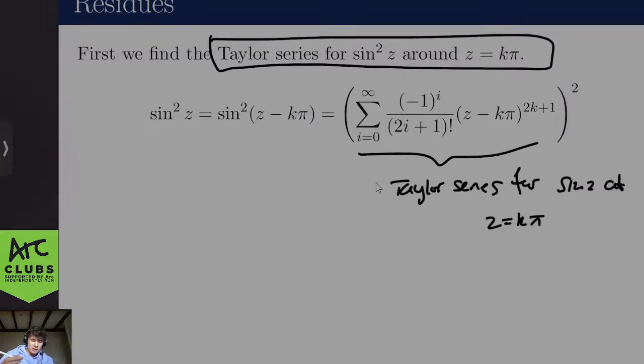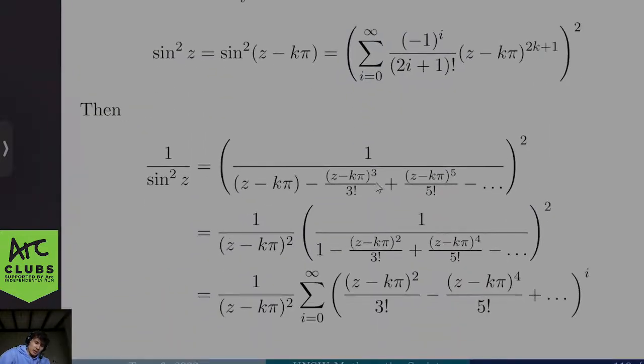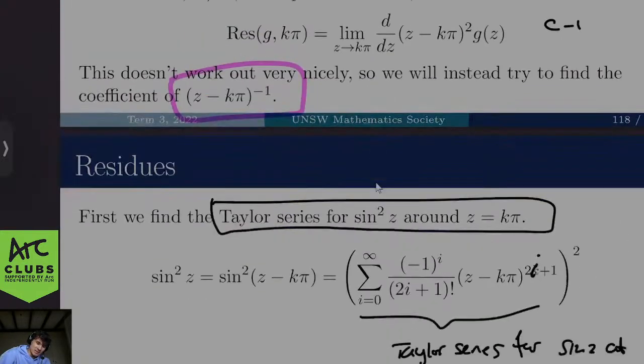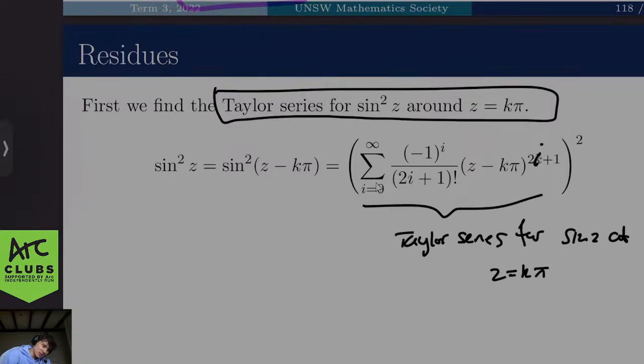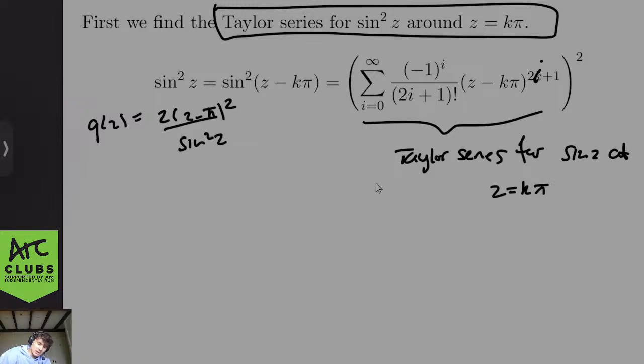We're very used to finding these sine Taylor series. Alright, so it gets a bit more complicated from here. The issue is that we're actually not really looking at sine squared z. We're looking at the whole function. Remember, g of z was z minus pi squared on sine squared z. We first need to look at 1 on sine squared z.